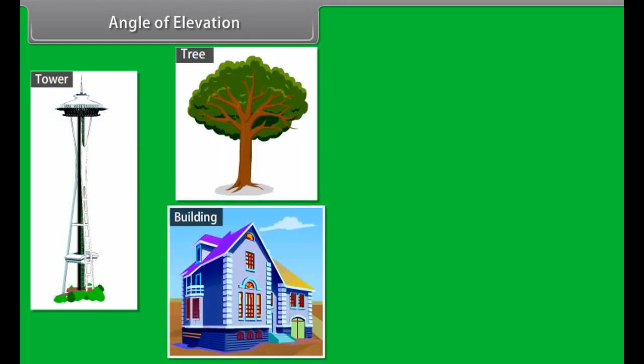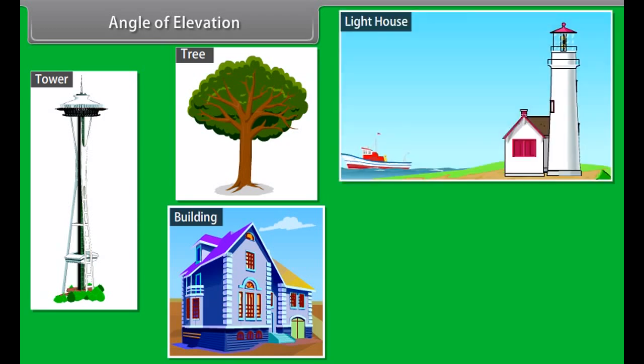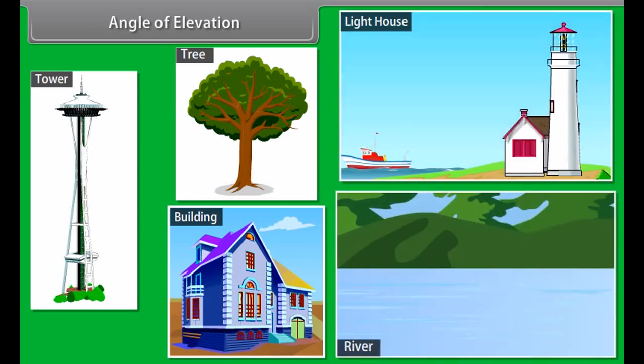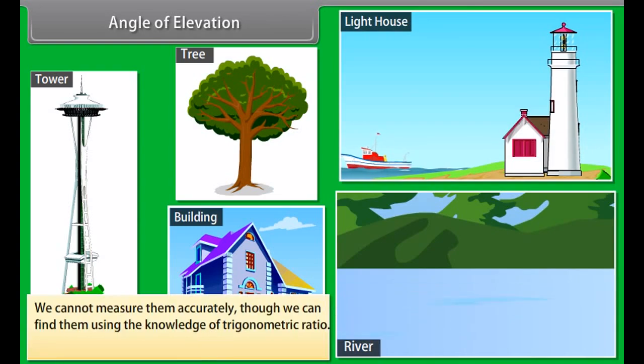Angle of elevation. Sometimes we are required to find the height of a tower, tree, building, and distances of a ship from a lighthouse, width of a river, etc. We cannot measure them accurately, though we can find them using the knowledge of trigonometric ratios. The word elevation means rise or move up.